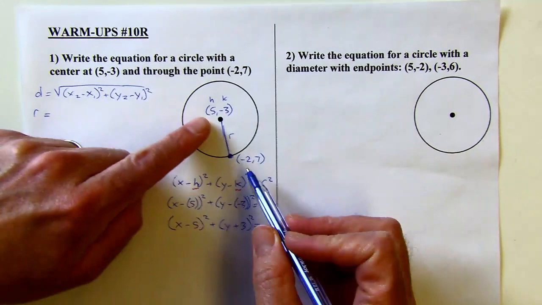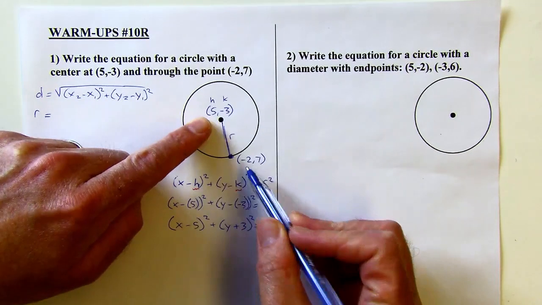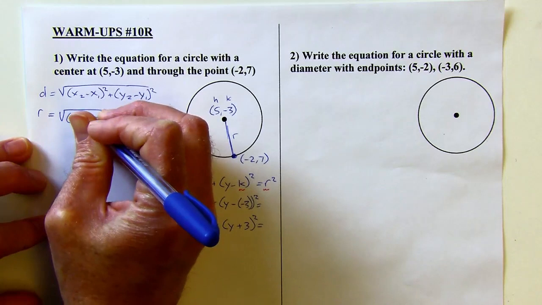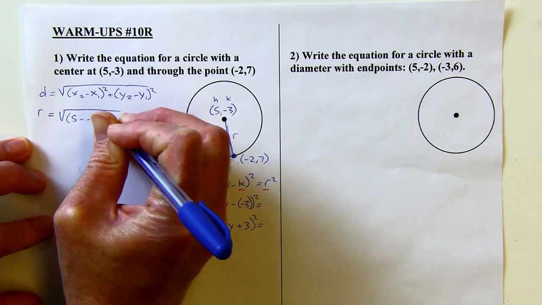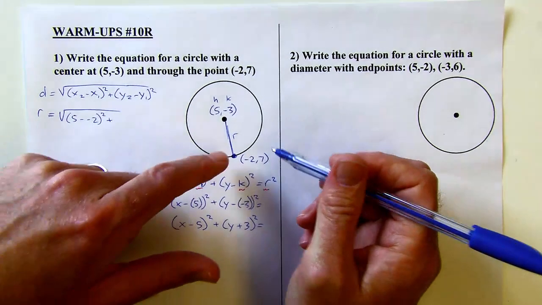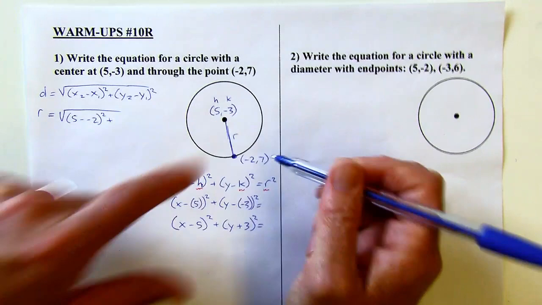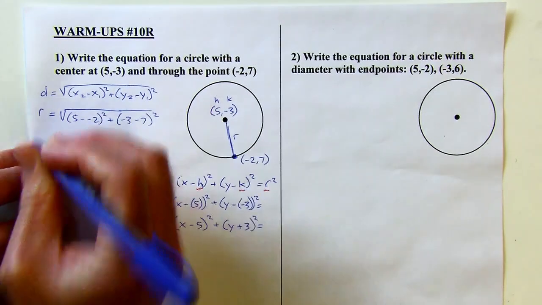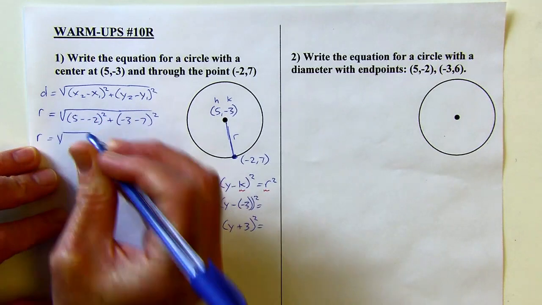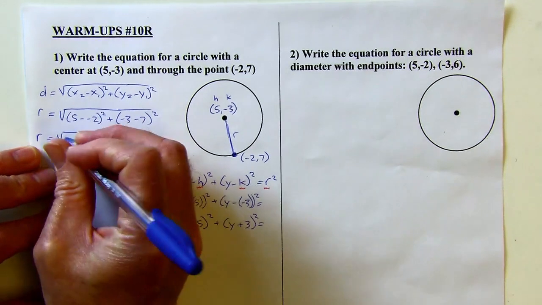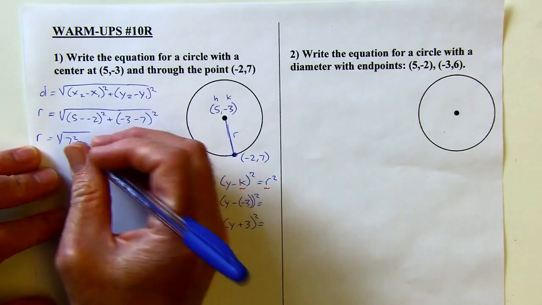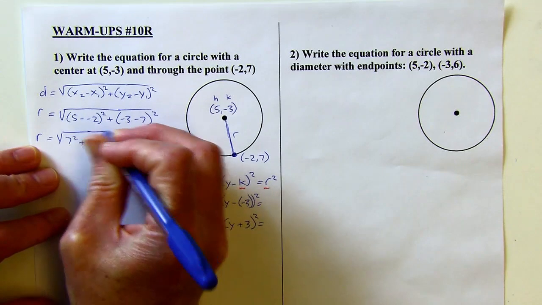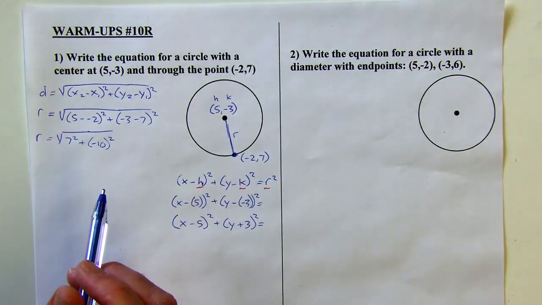So for my x's, I'll do 5 minus -2 for my x's. It doesn't really matter which direction you subtract because you're going to square it anyways. And for the y's, I'll do -3 minus 7. Okay, so let's see, that'd be 5 plus 2, so that's 7 squared, and -3 minus 7 would be -10 squared. Okay, so now I'll do the actual squaring.